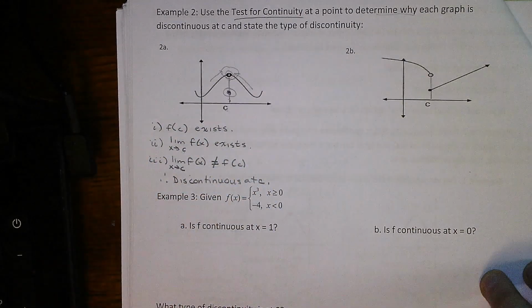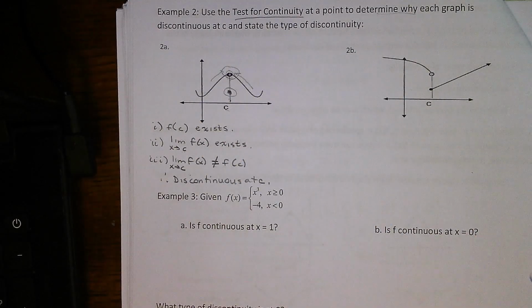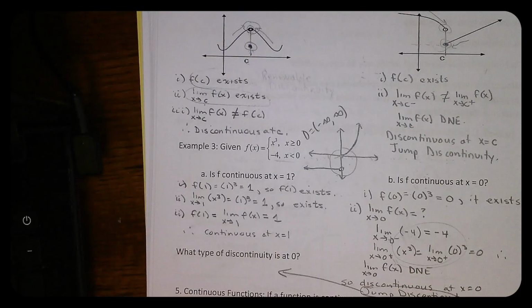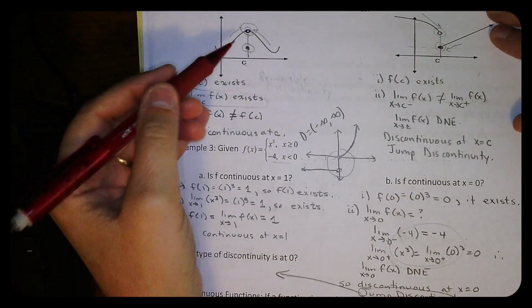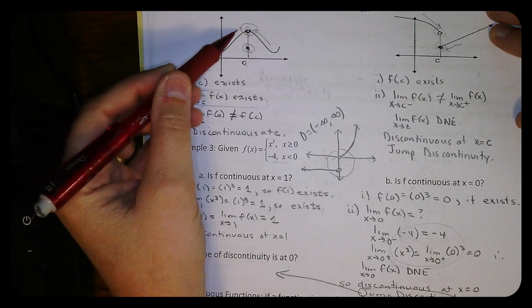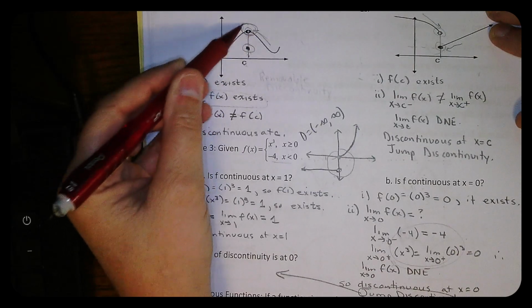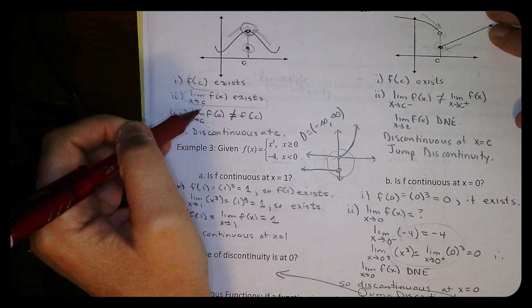So hopefully that starts to make a little more sense how we're going to use the test for continuity. It doesn't make complete sense because we don't have any numbers. Okay, and the type of discontinuity. So we can see that the limit of f of x as we approach from the left and the right is headed towards this point. So the limit exists.